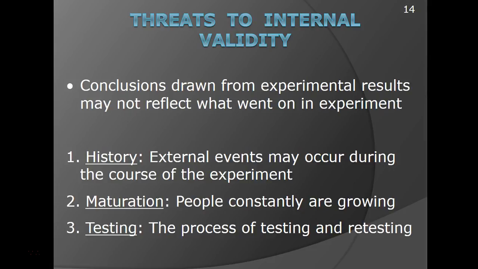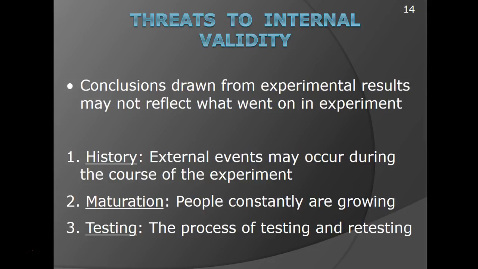The history of external events may occur during the course of the experiment. For instance, within the example I gave you of the violent juveniles in our control and experimental groups, what if during the course of the testing the experimental group all received a notice that they were going to be released early? That's an external event that couldn't be controlled for, that could impact the results.